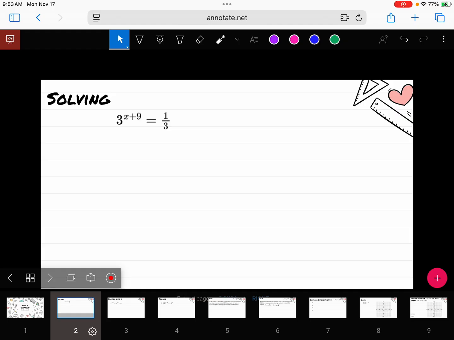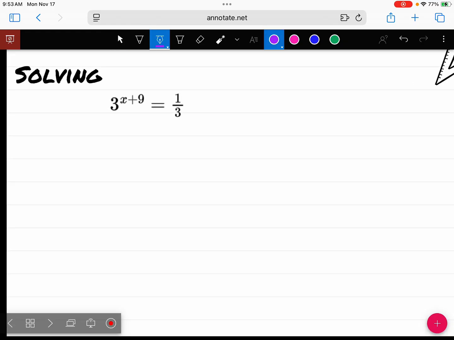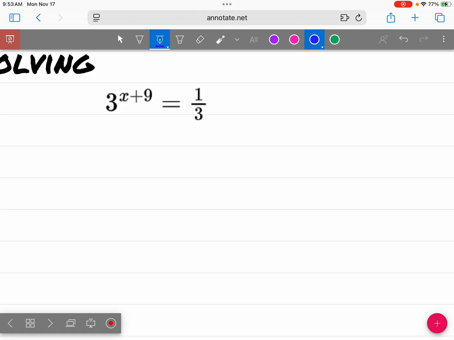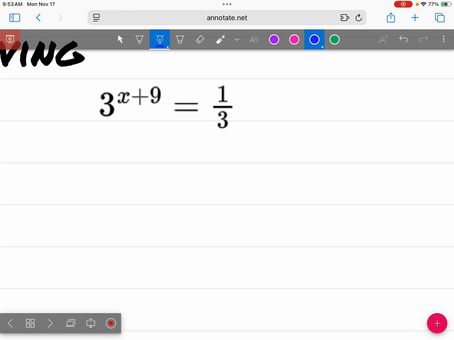So on this first one, we want to try and solve this. We want to get all the way down to an x equals. What are we going to need to do? We need the bases to be the same. 3 to the power of minus 1 whenever we have these kinds of fractions. I can rewrite this as 3 to the x plus 9 equals 3 to the minus 1. Once we get those bases the same, now we can set the exponents equal so we can solve.